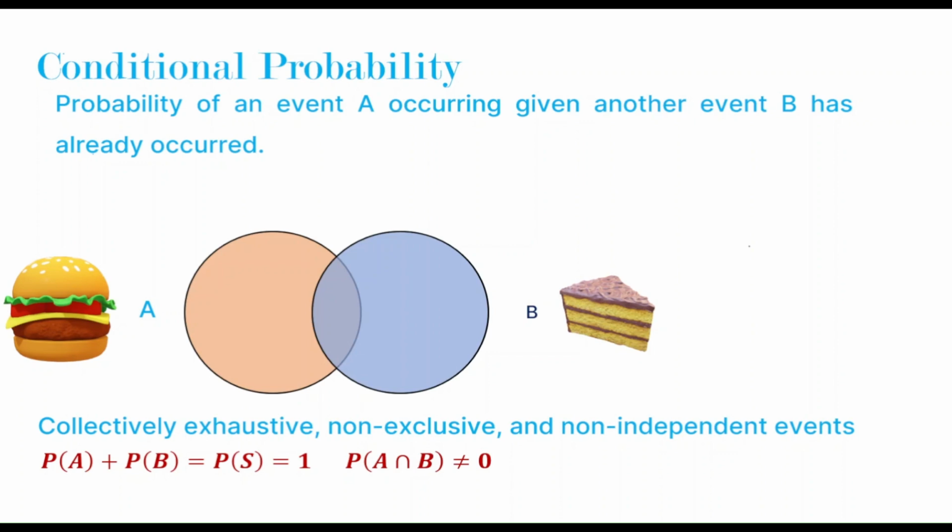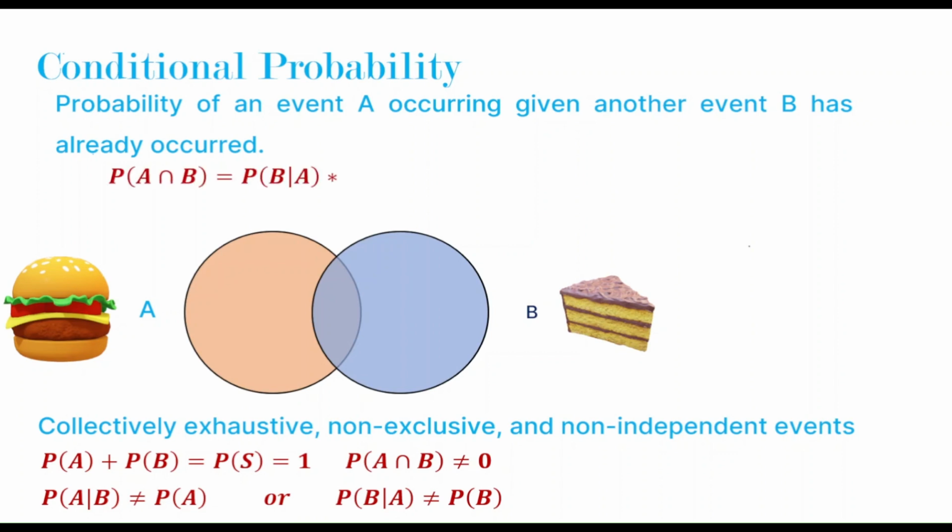And for these events to be non-independent, ordering one conditions on ordering the other, and the probability of A given B is not equal to probability of A, or we can say that the probability of B given A is not equal to probability of B. Now, considering that the burger has already been ordered, what will be the probability of ordering the pastry? Recall from the multiplication rule of non-independent events, the probability of ordering both when burger has already been ordered is probability of A intersection B, that is probability of B given A multiplied by probability of A.